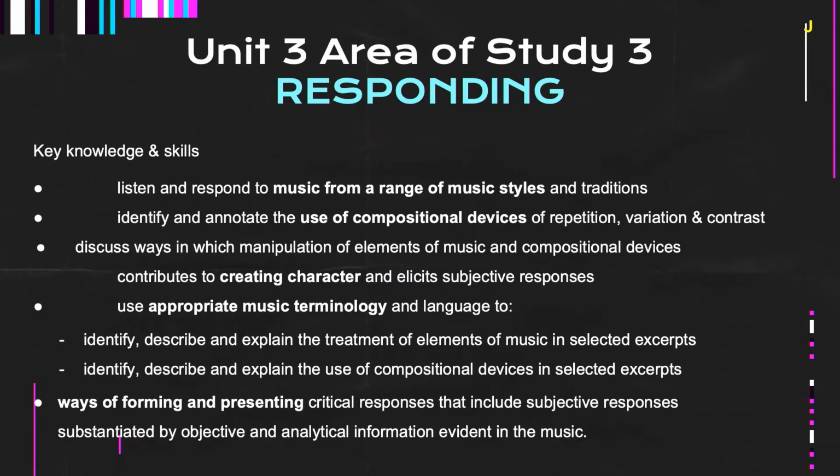So key skills in there. Music from a range of styles. Really, really important that our young composers are listening to a lot of different things. They'll never know that they're a bad copy of something until they've heard it. So a range of styles is really, really important. They need to be able to highlight compositional devices in what they're hearing, and discuss ways that the elements of music contribute to character, use appropriate terminology, and then find different ways of forming and presenting their critical responses.